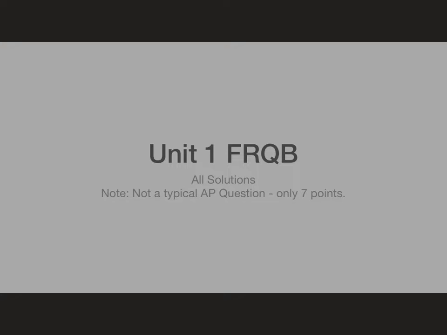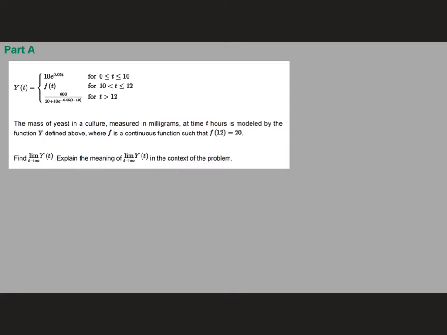Okay, here come the answers to Unit 1 free response question B. First thing I want you to notice is that this is not a typical AP question because it was only worth 7 points. 2 points for part A, 3 points for part B, and 2 points for part C.